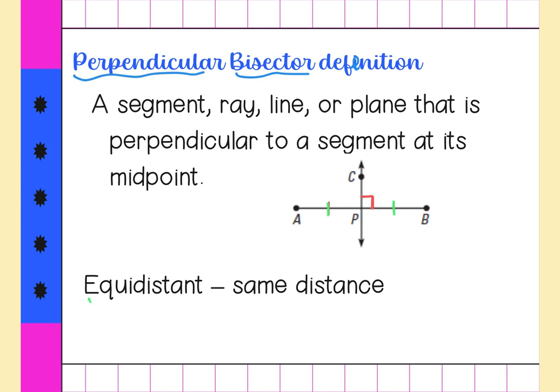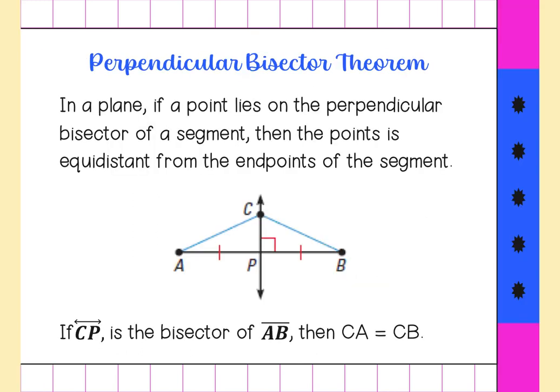A reminder that the word equidistant, which is going to appear in the theorems in this section, means the same distance. The perpendicular bisector theorem says in a plane, if a point lies on the perpendicular bisector of a segment, then the point is equidistant from the endpoints of the segment.